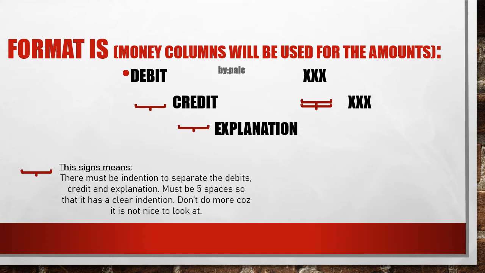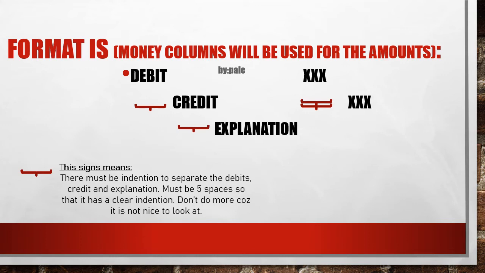So if you have noticed, after writing debit above, this debit is written at the edge of the left side in your journal. In the next chapter, I'll teach you how to use that with the money columns. So you have at least 5 spaces to have a clear indentation. Then you will write the account title for the credit. So if you have noticed, what is this XXX? That is for the amounts. That is where you would see money columns.